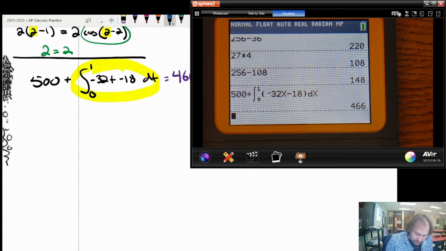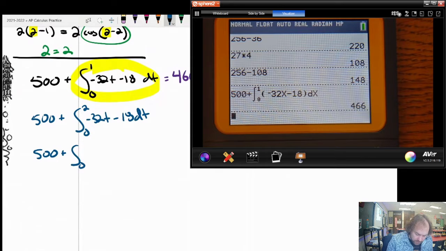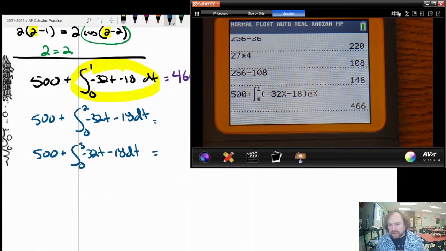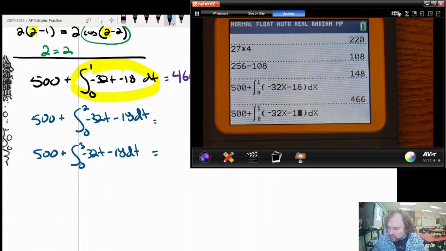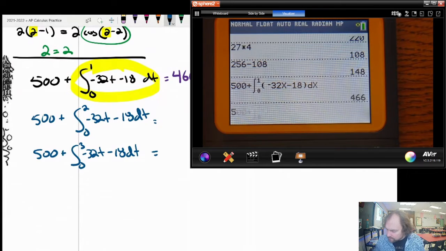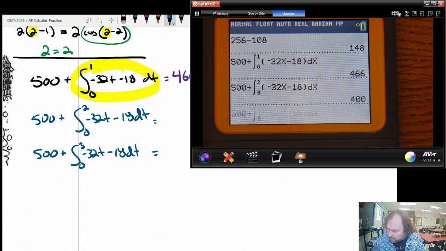Now, for the next answers, I'll write out the integrals, but we're basically going to do the same problem. We're just going to change out the number 1 to the number 2, and then again, we'll go from 0 to 3 of negative 32t minus 18 dt. We can do this really cleverly on the calculator by just arrowing up and selecting that whole block, then changing this to the number 2, and then doing the same thing and changing that number to the number 3, like that.